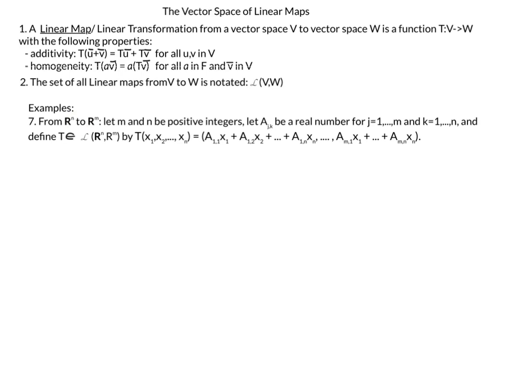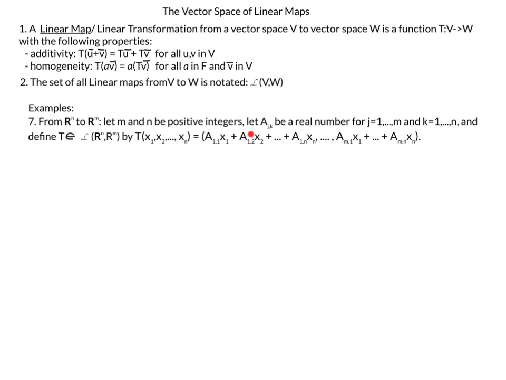This is either our last example or second to last example. From R^n to R^m, let m and n be positive integers, and let a sub jk be a real number for j equal 1 to m and k for 1 to n. Then define T, our transform, to be a linear transform from R^n to R^m by T of x1, x2 up to xn, again a vector in R^n, is equal to a11 x1 plus a12 x2 up to a1n xn. This is the first coordinate. Then there's a second, third, until finally we get to the mth coordinate, which is am1 x1 plus am2 x2 all the way up to amn xn.